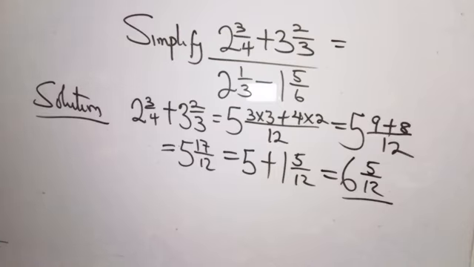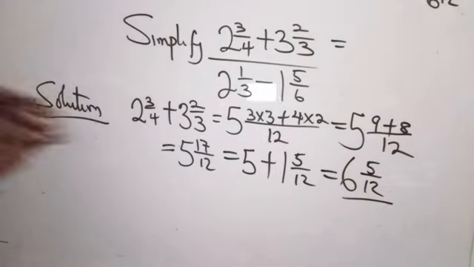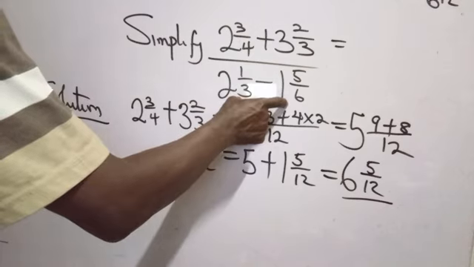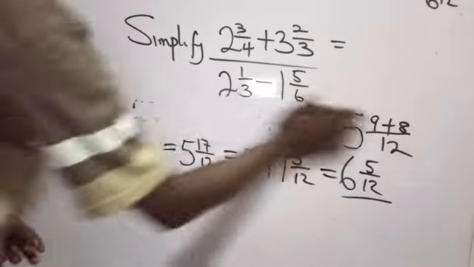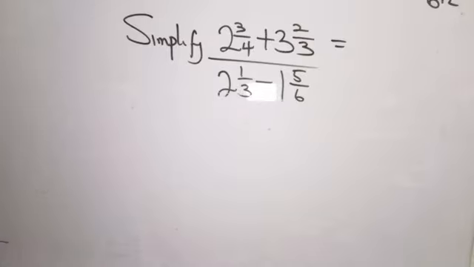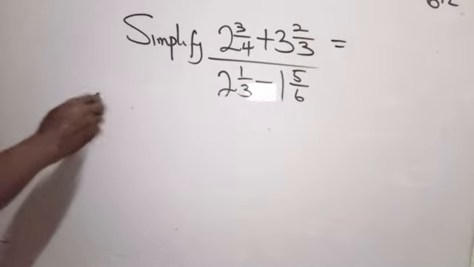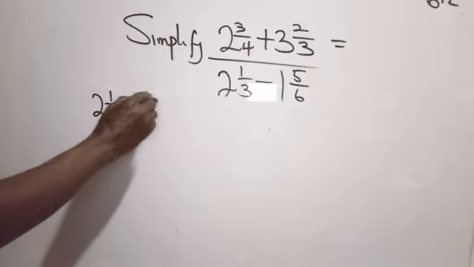Let's keep that answer somewhere: 6 whole number 5 over 12. Don't forget. Now let's go to the fraction in the denominator. That fraction is 2 whole number 1 over 3 minus 1 whole number 5 over 6.